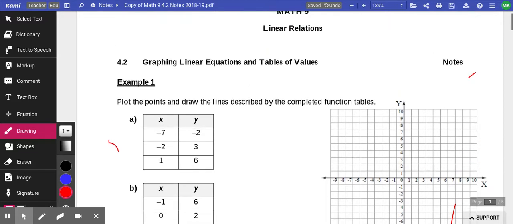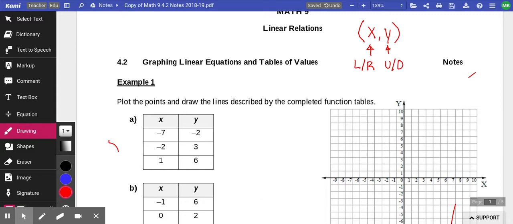Ordered pairs look like this: a bracket, then an X value, then a Y value. That's what an ordered pair looks like. The X tells you if you're going left or right. Y tells you if you're going up or down. Positive to the right or up, negatives went down and to the left.